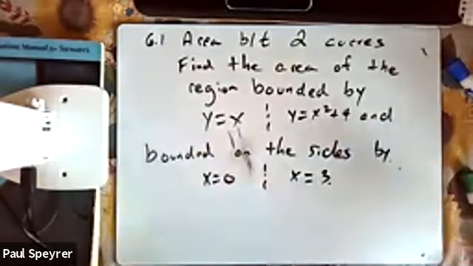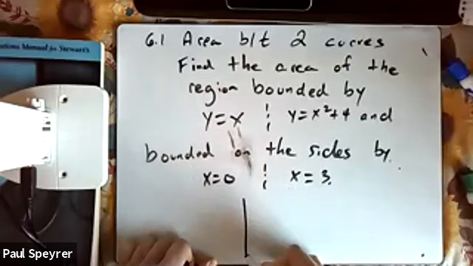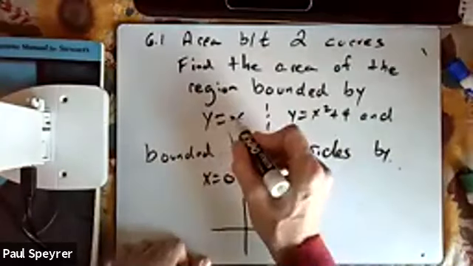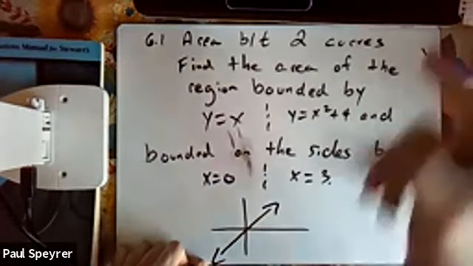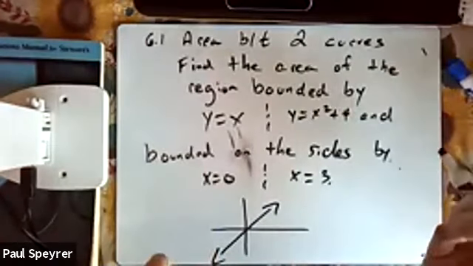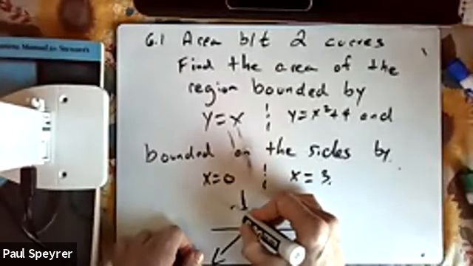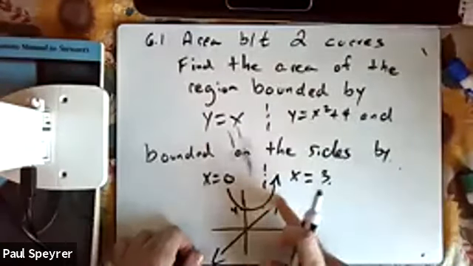So whenever you're doing these problems, it definitely helps to draw a sketch of these curves, and then you can shade in what they're asking you to look for. So if we drew a rough sketch of y equals x and y equals x squared plus 4, what is that? Well, y equals x is just a nice old diagonal line that runs through the origin, right? And y equals x squared plus 4 is a parabola that's been shifted up 4 units. So it's doing something like this right here. What is this?